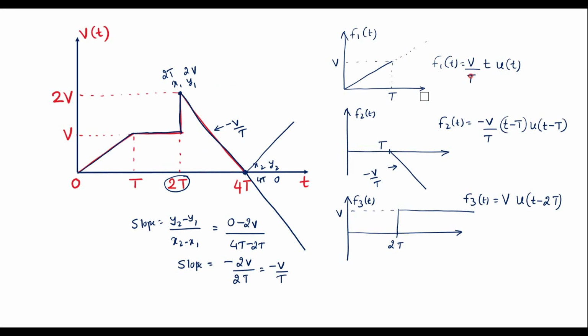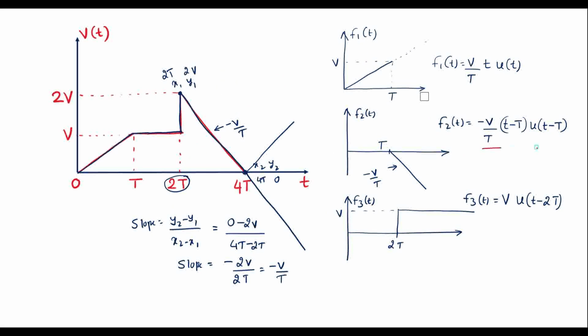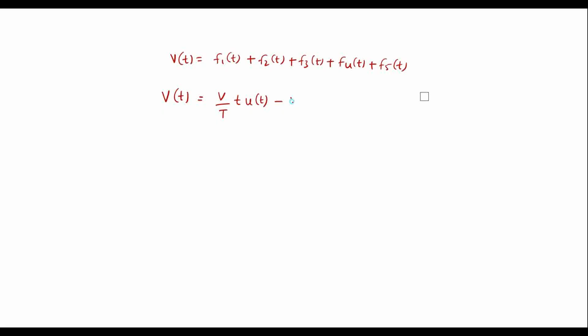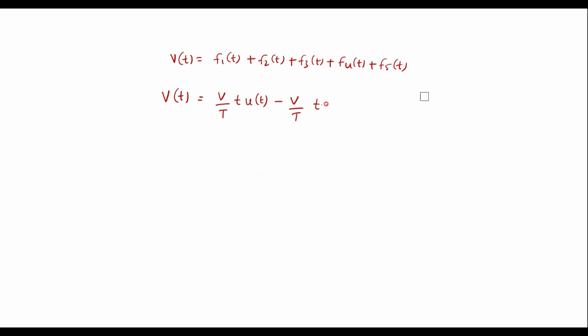So now we can write the given waveform v(t) as f1(t) plus f2(t) plus f3(t) plus f4(t) plus f5(t). That is, v(t) is equal to, f1(t) is V by T, t u(t), and f2(t) is minus V by T, (t minus T) u(t minus T).